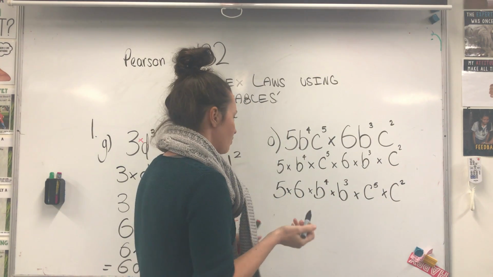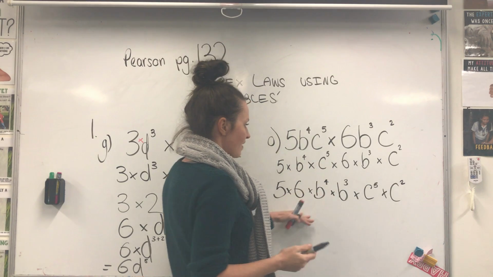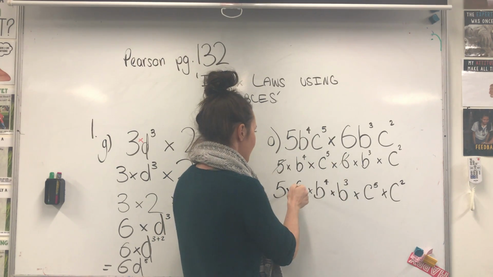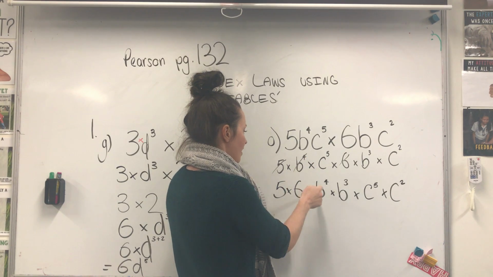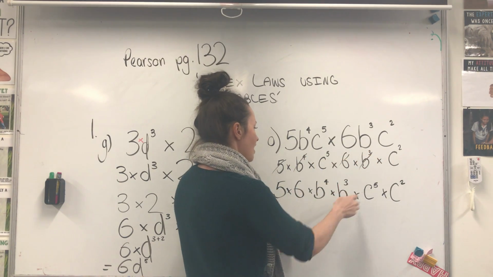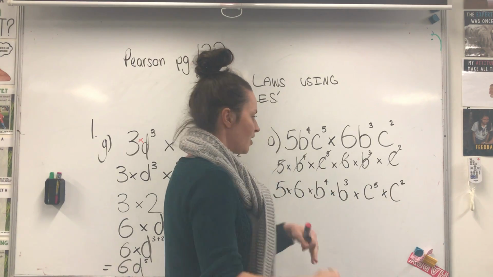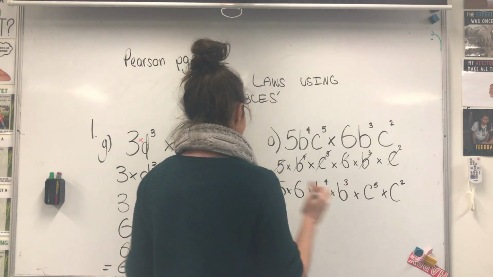One thing that I do as well, just to make sure I've moved everything down to the next line, is I tick them off. Yep, I've got my 5, I've got my 6, it's there. I've got my b to the power of 4, I've got my b to the power of 3, I've got my c to the power of 5, and I have my c to the power of 2. Yeah, they're all on my next line. Okay, now the math starts.